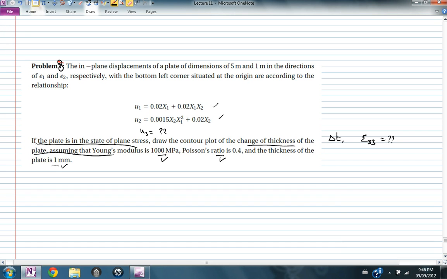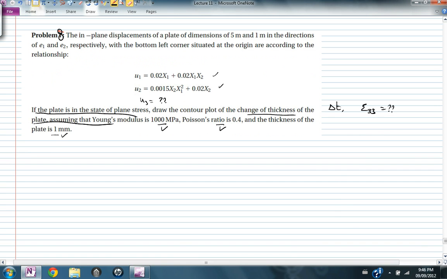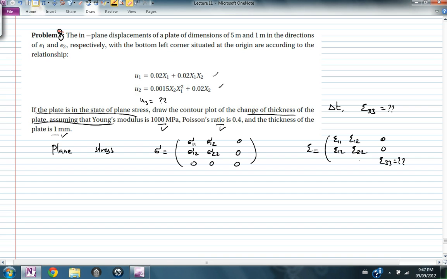The first thing we have to do is calculate what we know about this state of plane stress. Plane stress means the stress matrix has sigma 11, sigma 22, sigma 12 as non-zero values, and the rest have to be 0. And the strain is equal to epsilon 11, epsilon 12, epsilon 12, epsilon 22, 0, 0, epsilon 33, which is currently unknown, 0, 0. What I know is U1 and U2, so I can calculate the gradient of U, which is partial U1 by partial X1, partial U1 by partial X2. And I'm only going to calculate the first 4 components.